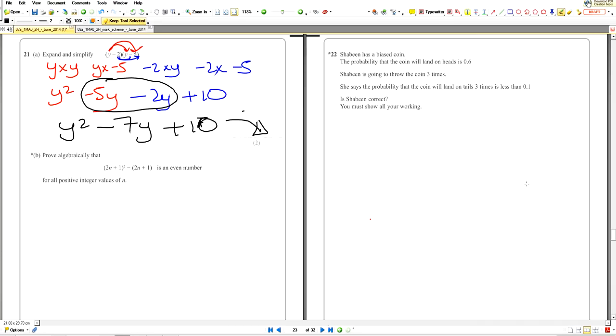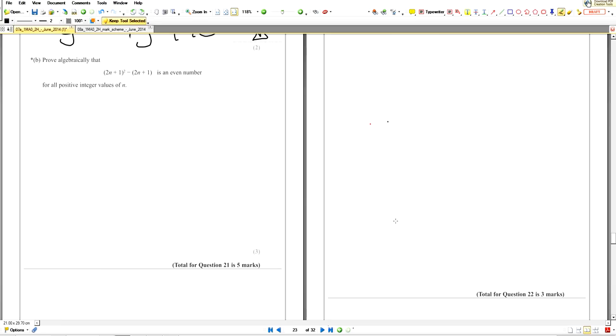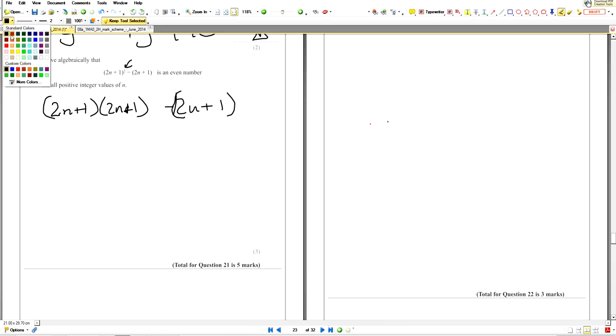for all positive values of n. Right, now, what does that square there mean? That means write the bracket twice. Twice means times by itself. Okay, now let's multiply these brackets. So what's 2n times by 2n? 4n squared.